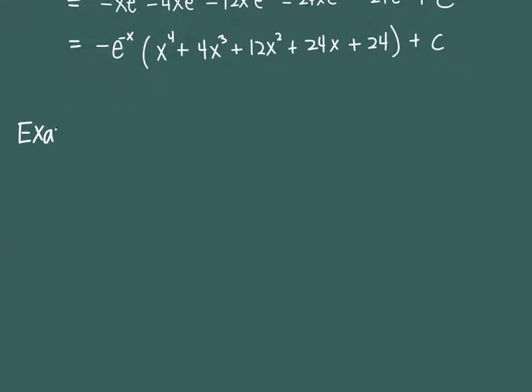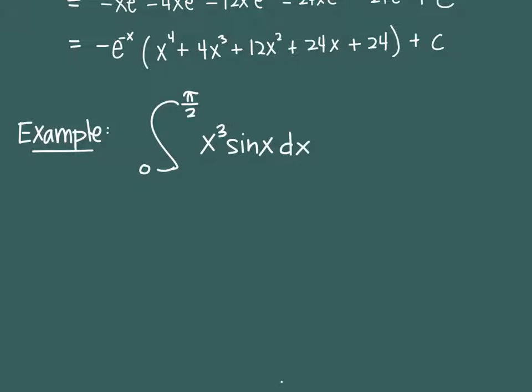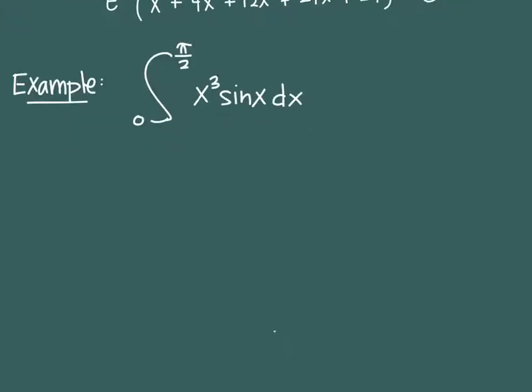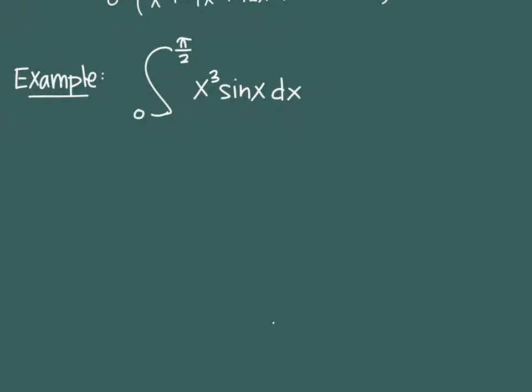Okay, let's try another one. So let's see how this would work if we were working on the integral with bounds this time, going from 0 to pi over 2, of x cubed sine x dx. Okay, and you recognize the polynomial, and you're like, yeah, I can use tabular. They call it tabular because of the table. It makes a table. That's why it gets its name.